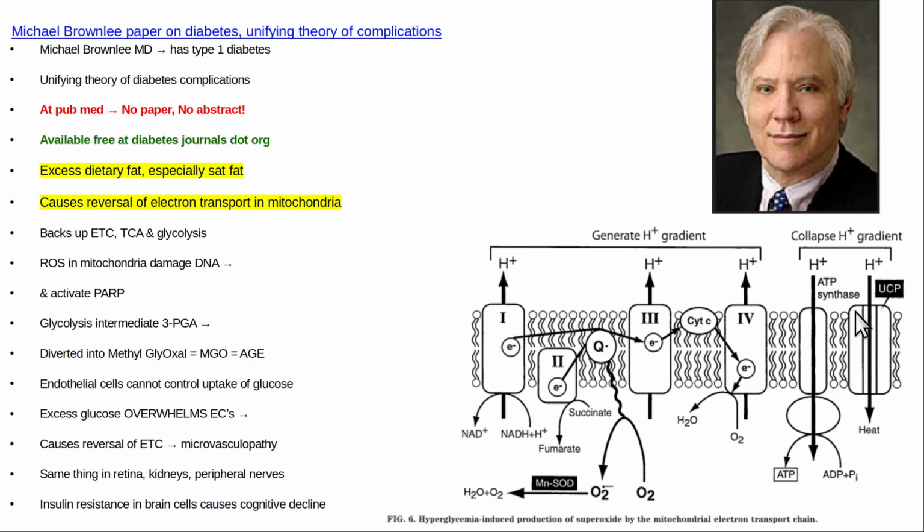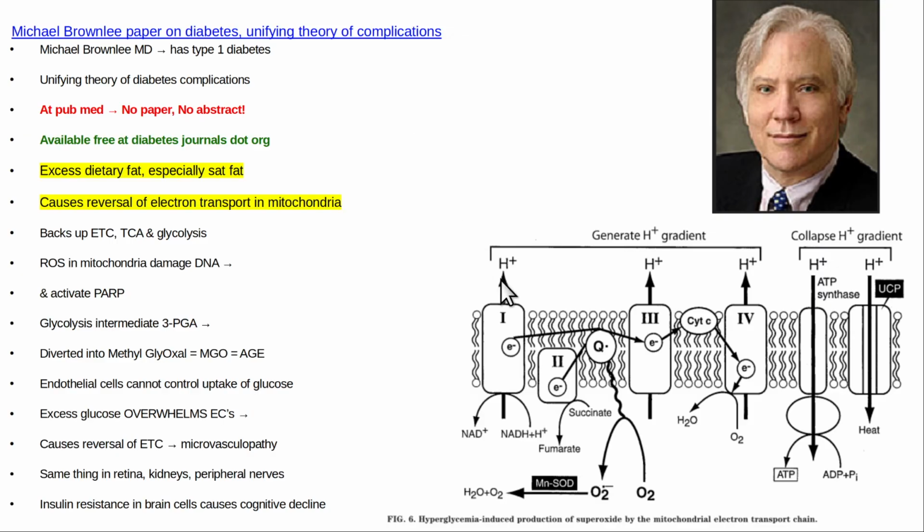Just so you guys know, diabetes being caused by high dietary fat has been known since at least 1927, the J. Shirley Sweeney study. This is Michael Brownlee. This guy's a genius. This is one of the best papers ever written about diabetes. It's his paper on the unifying theory of diabetes complications. He won the Banting Award in 2004, and he gave the Banting lecture. That's what the paper's all about.